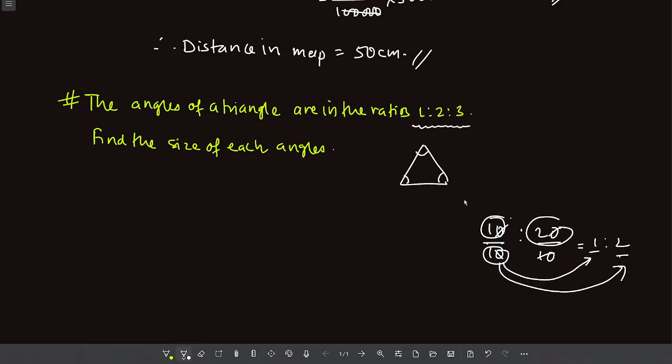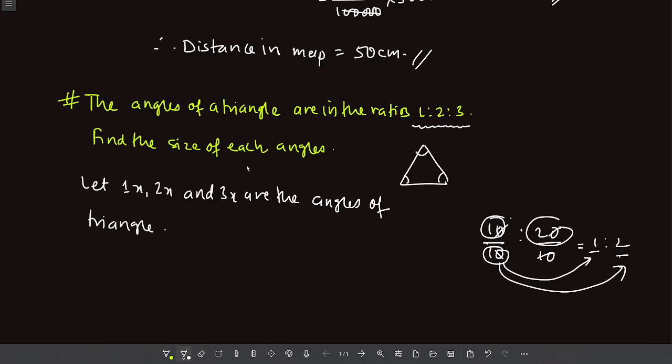So whenever you are provided this type of ratio, you need to assume those actual values are 1x, 2x, 3x, like this. So here x acts as the common multiplier. So we can say let 1x, 2x and 3x be the angles of the triangle. Have you understood this? Why did we assume 1x, 2x, 3x? What have you understood about this?